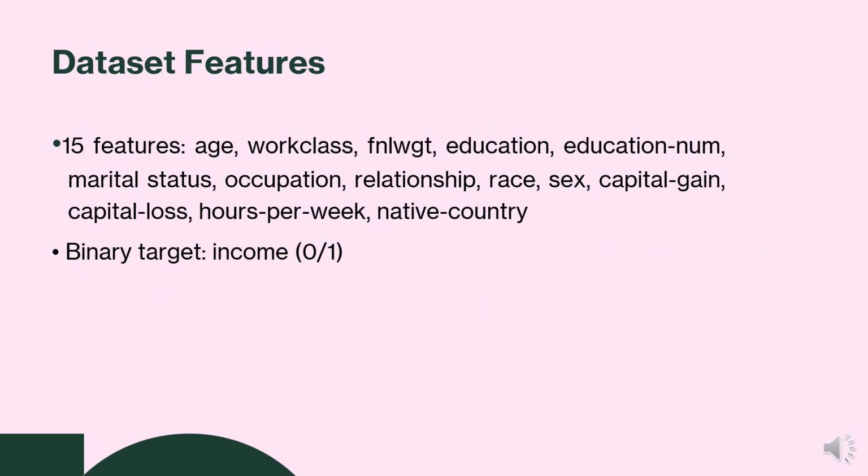Moving on to the dataset features. The dataset contains a total of 15 input features. These include attributes such as age, work class, education, marital status, occupation, race, sex, capital gain, capital loss, hours per week, and native country, among others. Our target variable is a binary income label, where the value is either 0 or 1, depending on whether the individual earned above the defined threshold. These features collectively provide a rich set of signals related to income prediction.